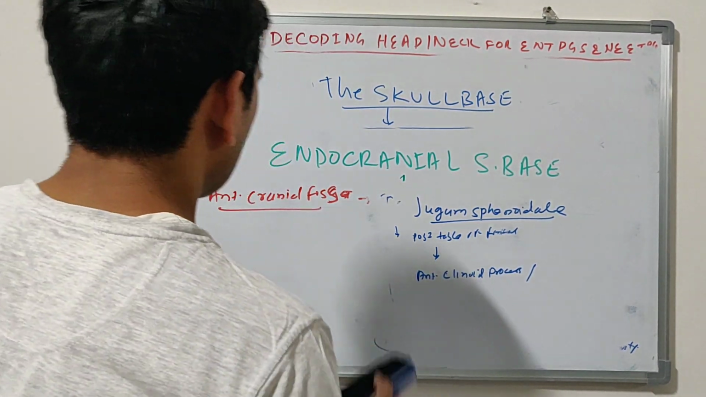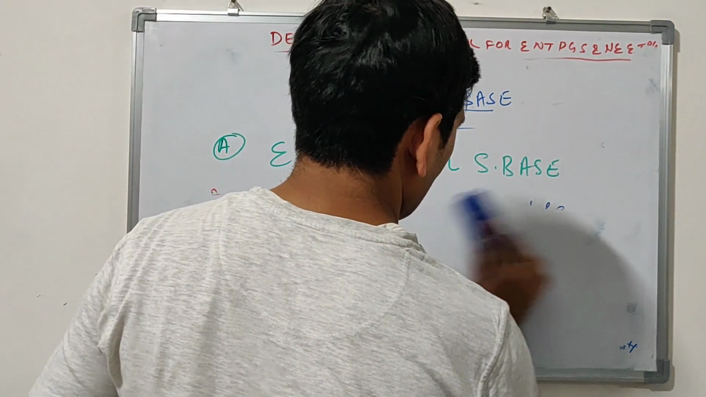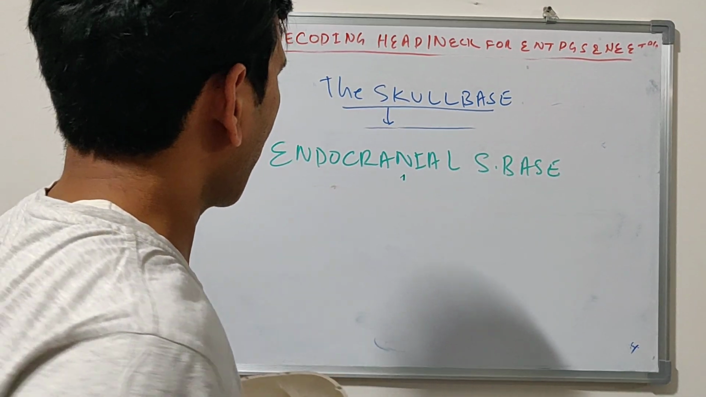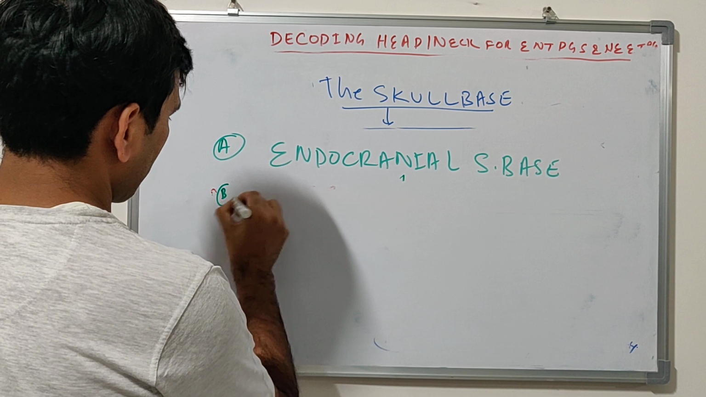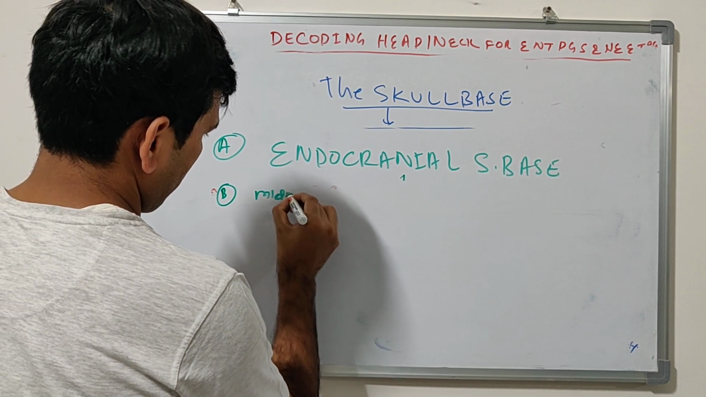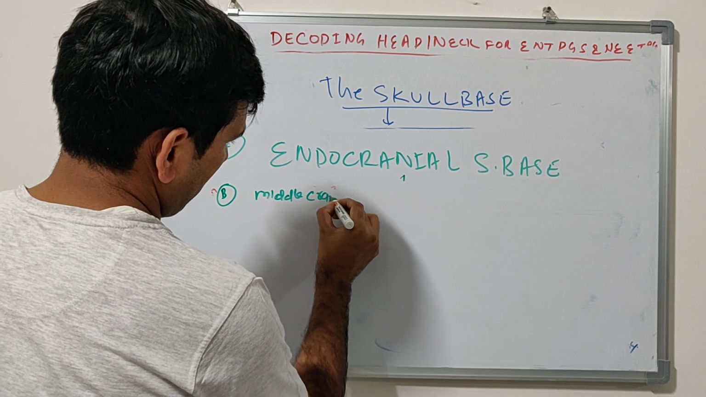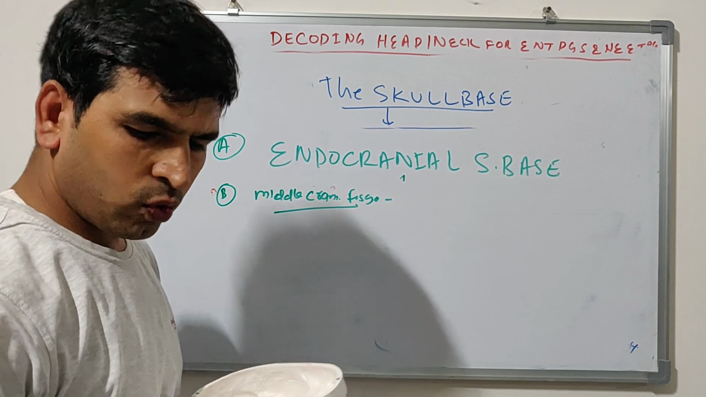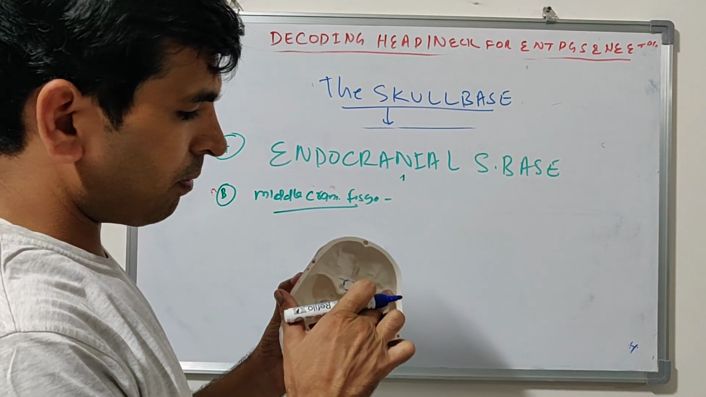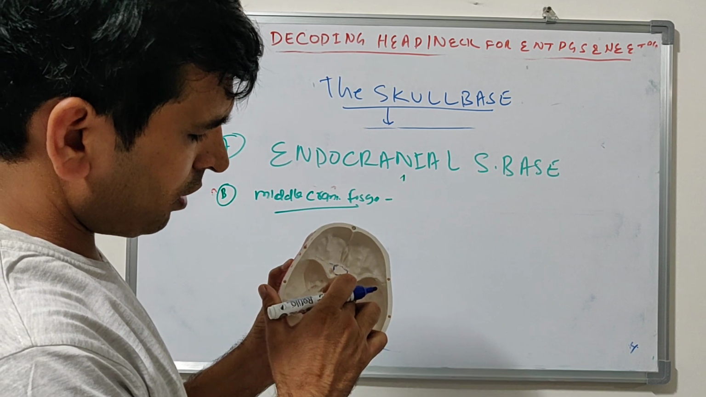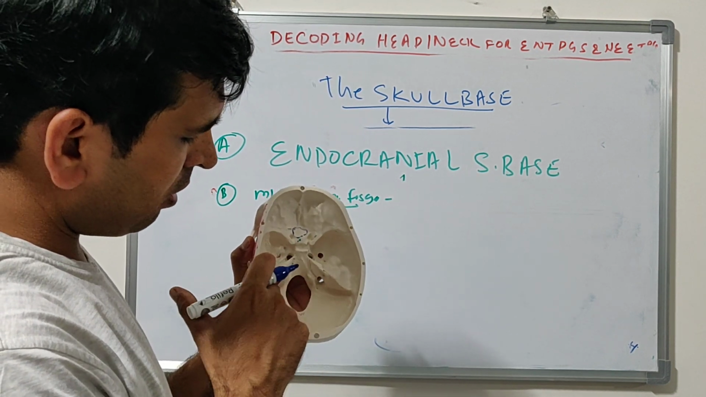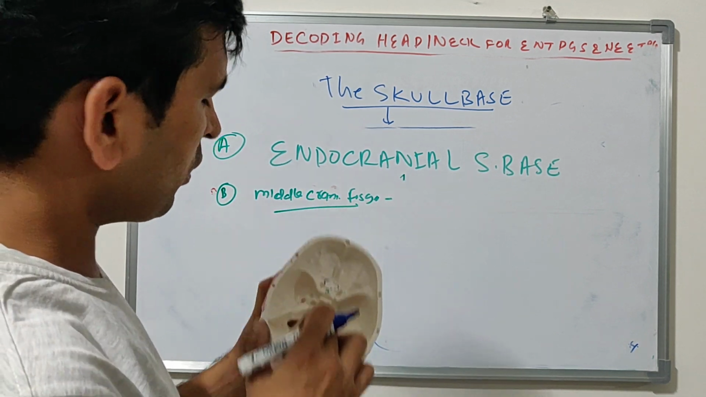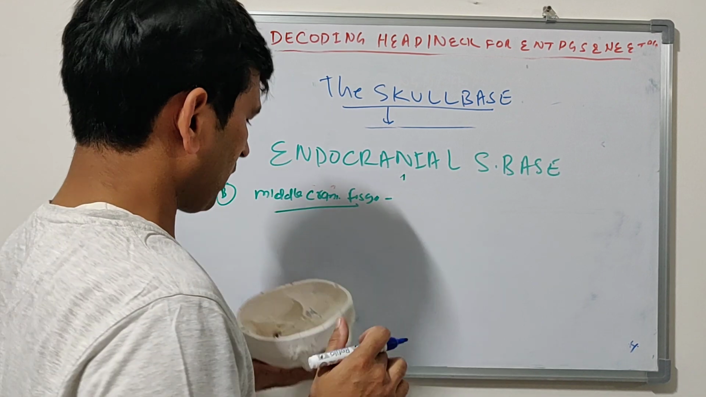Now we will talk about the middle cranial fossa. The middle cranial fossa extends from the posterior margin of the lesser wing of the sphenoid and the anterior clinoid process to the superior border of the petrous temporal bone. This is the petrous temporal bone and this is the basisphenoid. So this is the extension of the middle cranial fossa.